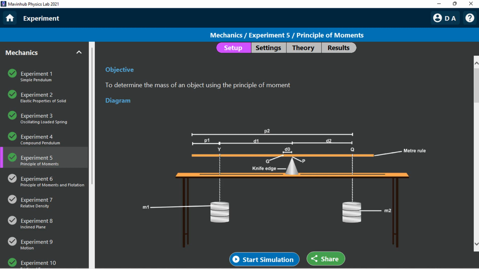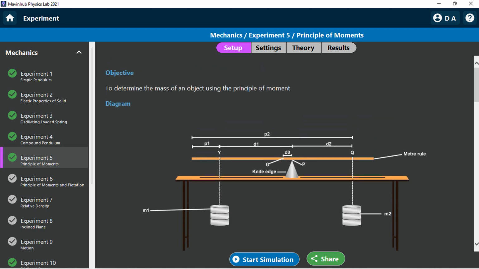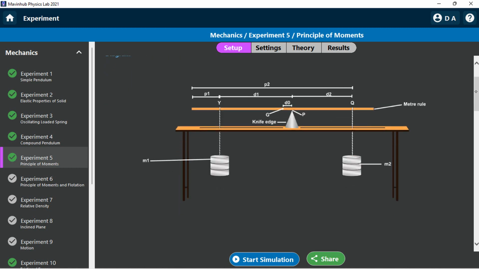So this is an experiment where you've been given a knife edge, a meter rule, and two masses. M1 is the known mass, M2 is unknown. Then we have the mass of the meter rule acting downward, which is M0. That is the mass of the meter rule. Then we were told that this knife edge should be displaced from the position.